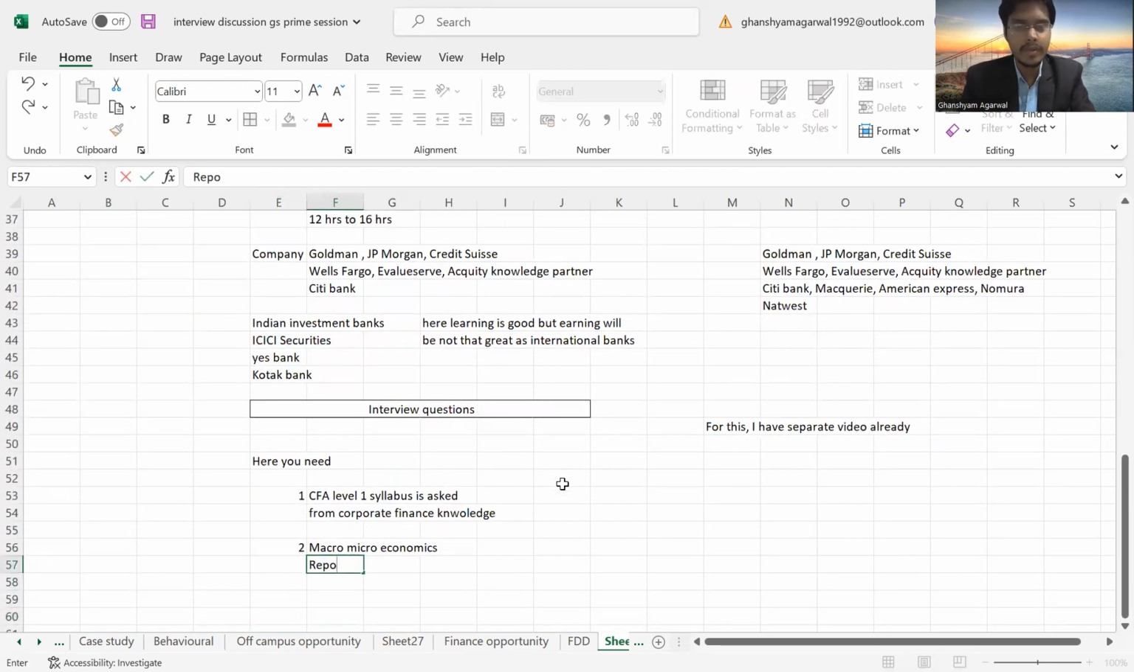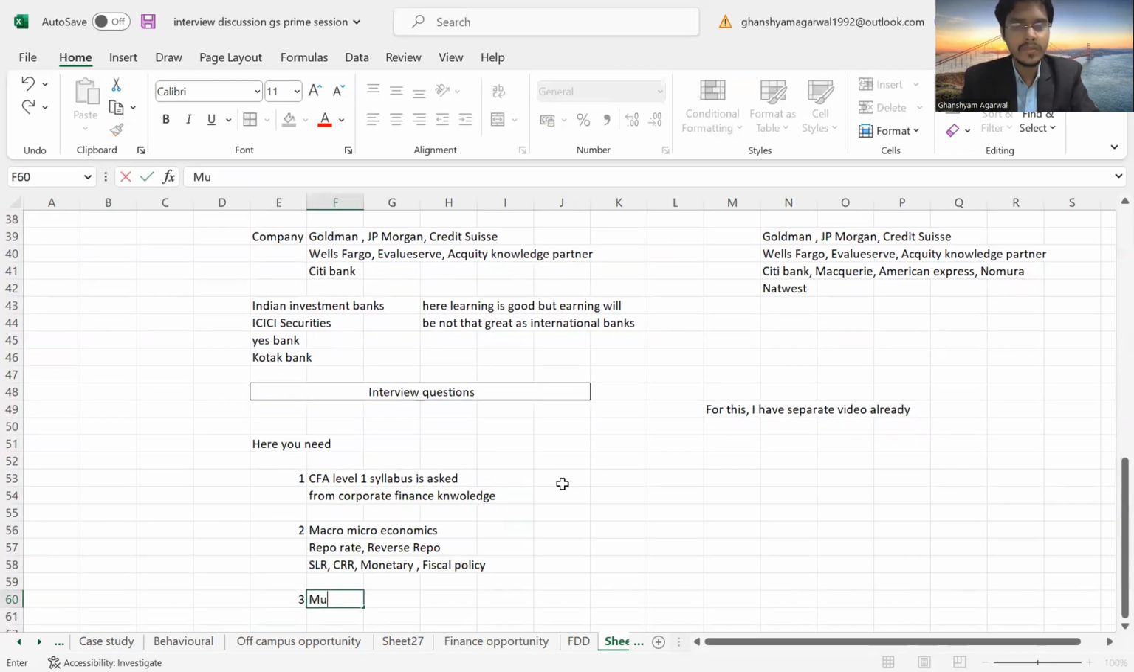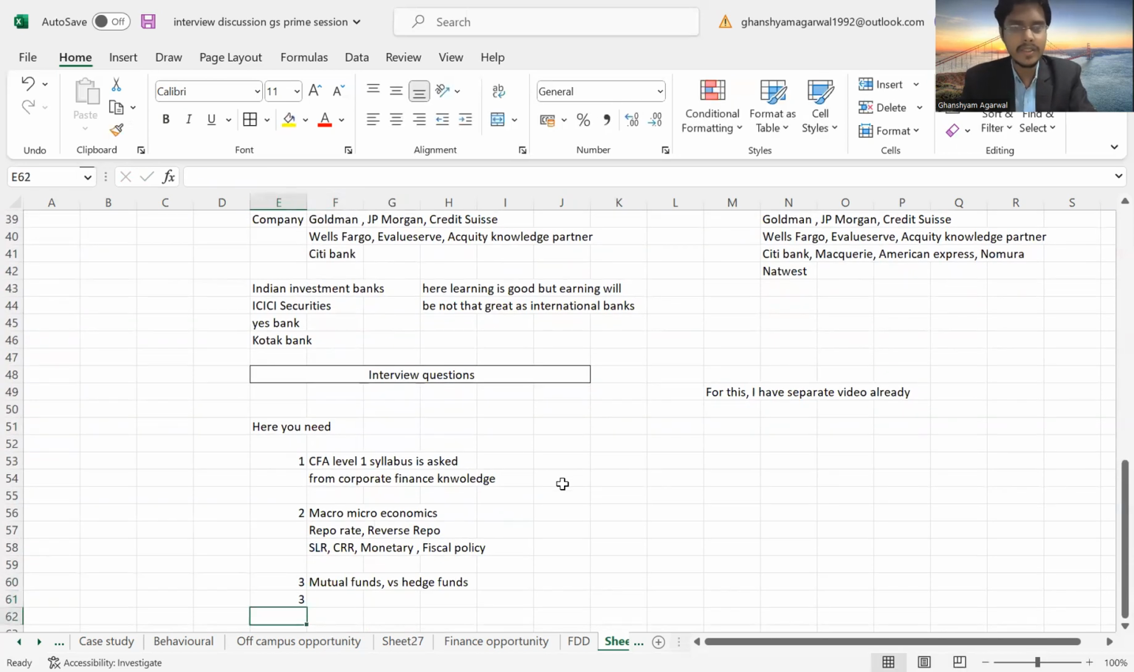Macroeconomics, like repo rate, SLR, CRR, reverse repo, monetary and fiscal policy, mutual funds, hedge funds might be asked.